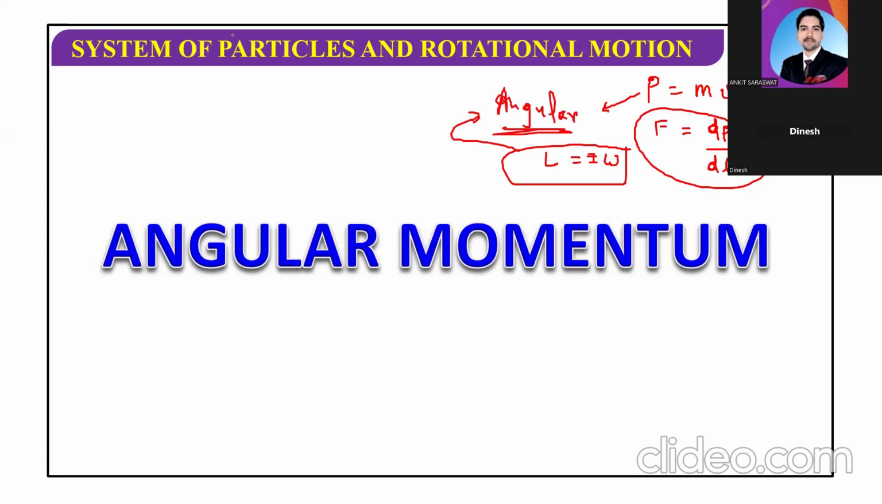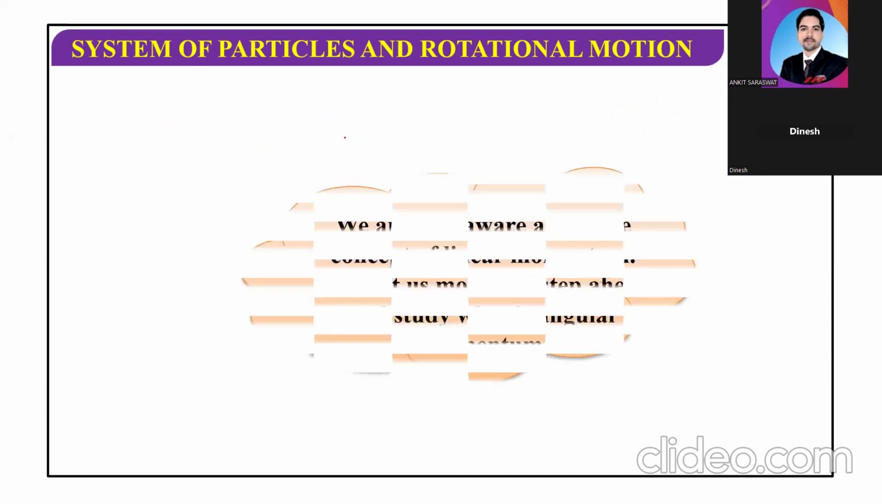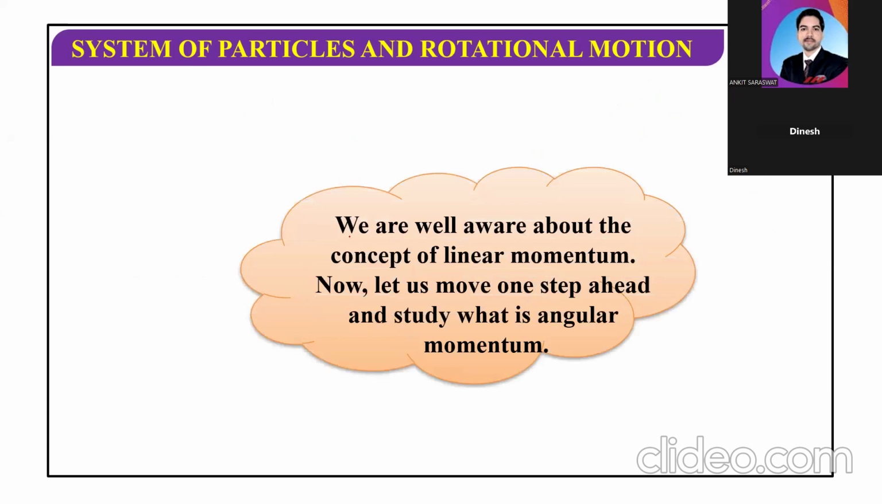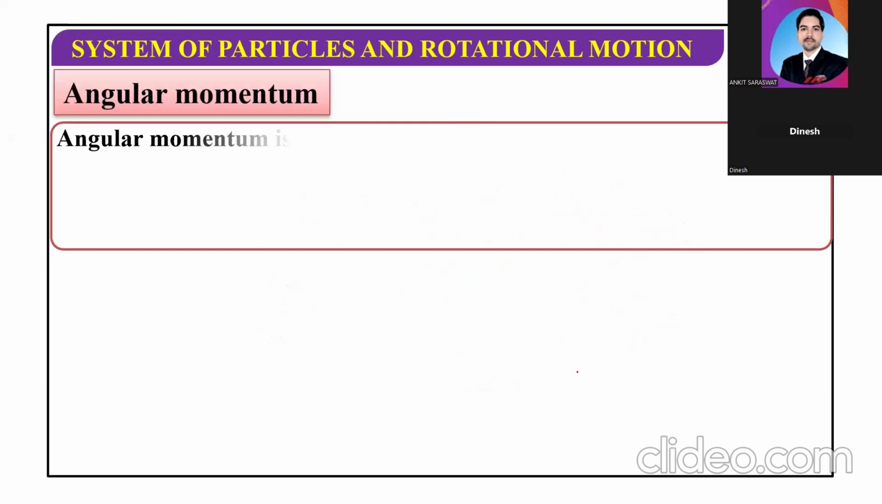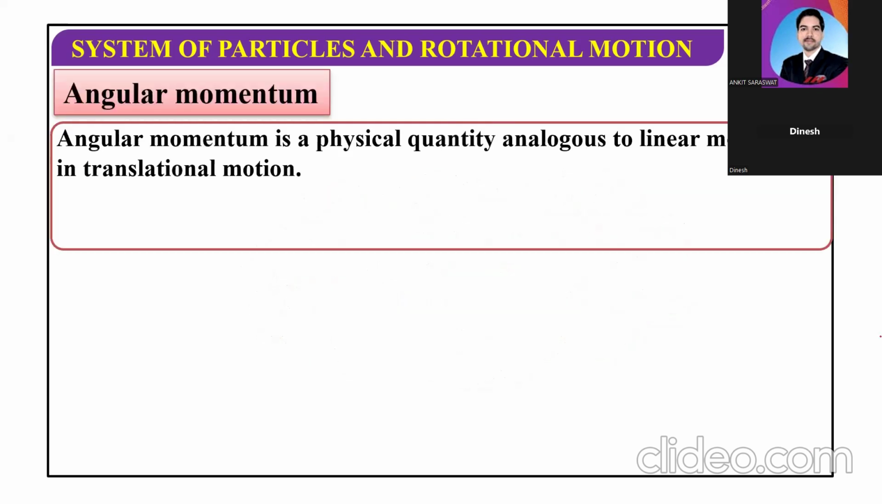For a particle, it is different. For a body, it is different. Now look here. I think this is clear to you. We are well aware of the concept of linear momentum. Now let us move one step ahead and study what angular momentum is.